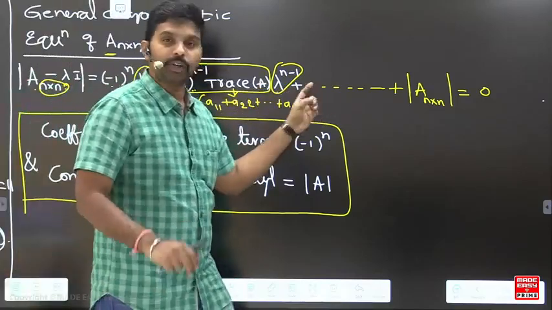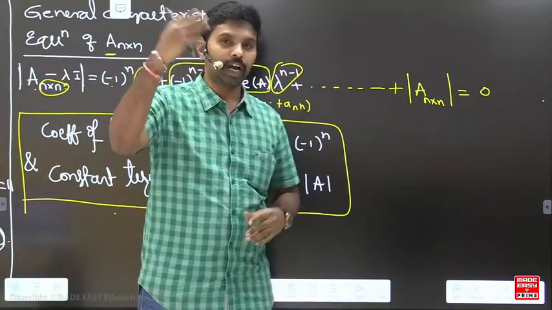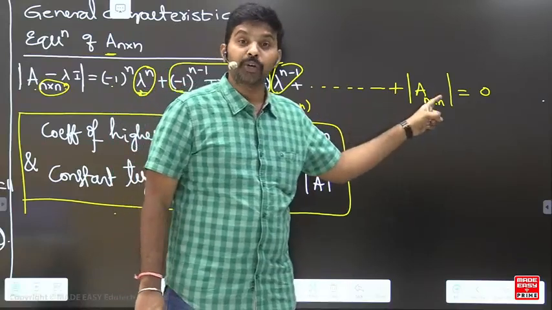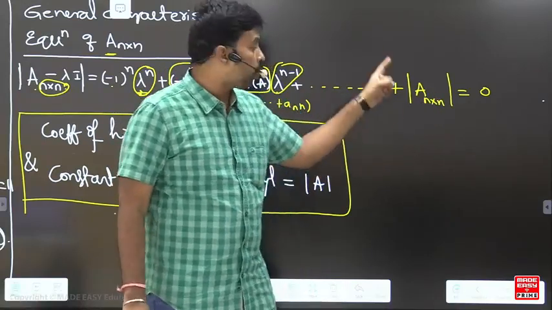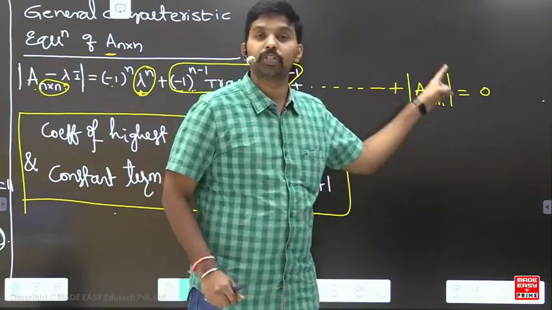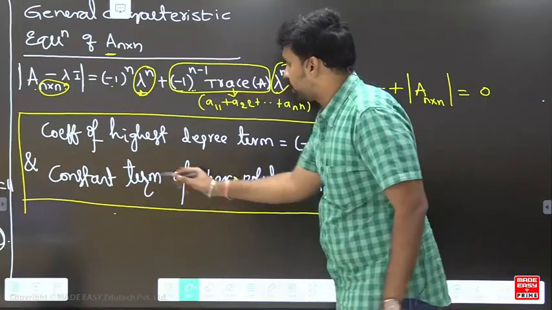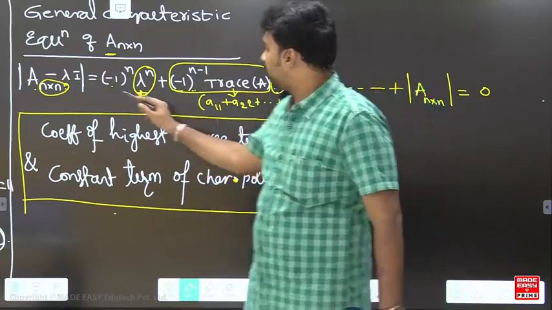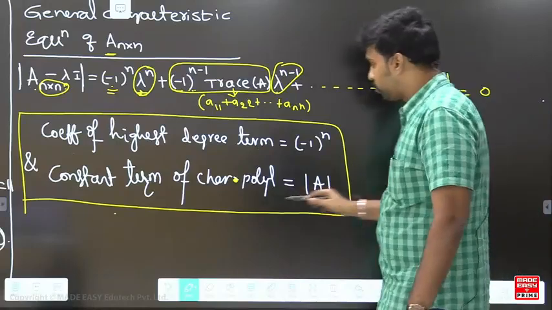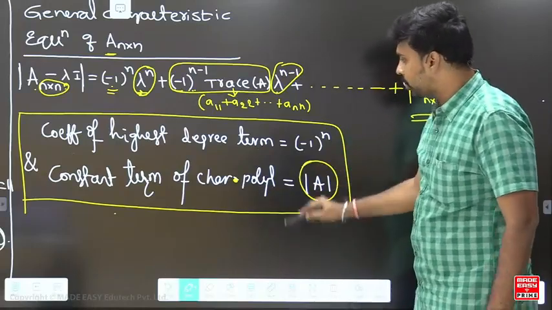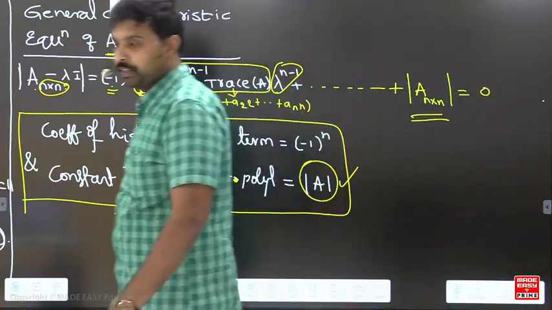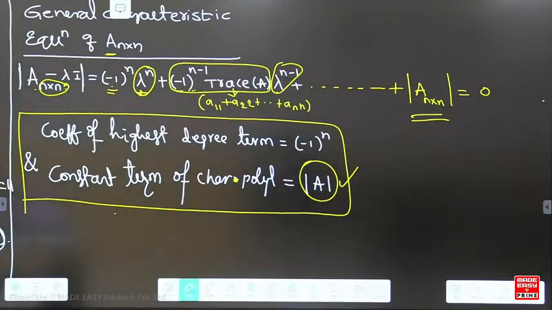Now the next term is for the lambda power n minus 2 term. That will be something different, I'll tell you, and so on. The last one you are going to get is the constant term. The constant term of this characteristic polynomial is going to be the determinant of this coefficient matrix. The coefficient of the highest degree term is minus 1 whole power n, and the constant term of the characteristic polynomial is going to be the determinant of A. So I hope you understand.